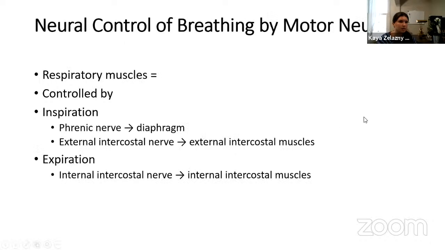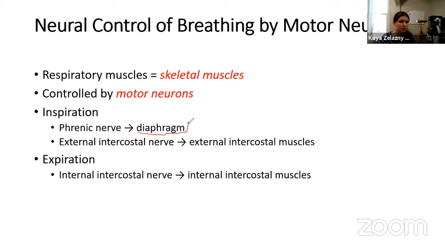Okay. So when we're thinking about controlling our breathing using our motor neurons, what we're thinking about are our respiratory muscles, right? Motor neurons go to skeletal muscle, right? That's what a motor neuron does. So our respiratory muscles here are our skeletal muscles. They're controlled by our motor neurons. And specifically, we know that inspiration, so breathing in, is happening because we are lowering the diaphragm, right?